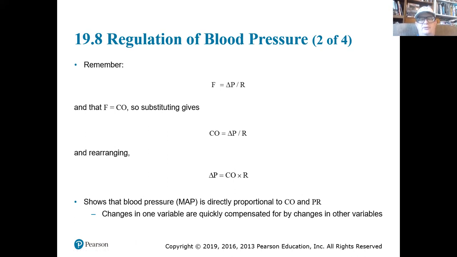This shows that blood pressure is directly proportional to cardiac output. Makes sense. The more blood the heart pushes out, the higher the pressure is going to be. And that peripheral resistance changes in one variable are compensated for by the other. Great.